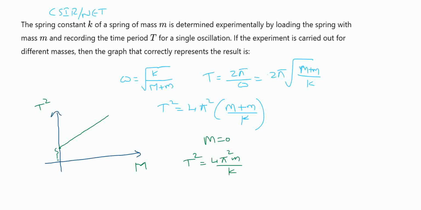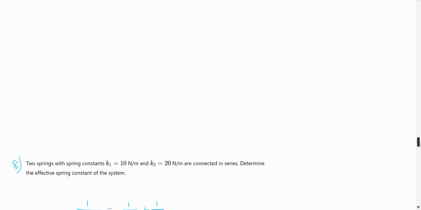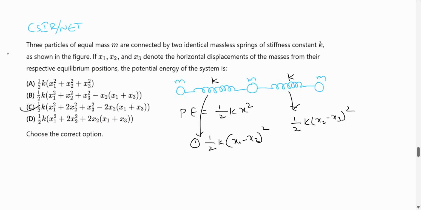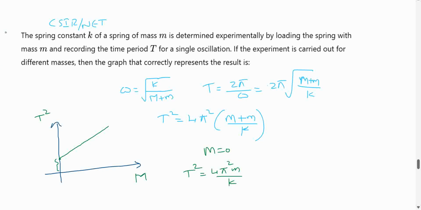And we can also determine this value, which is 4 pi square m by k. So from this we can determine k is equal to 4 pi square m by T square, or wherever there is the y intercept. And this one was 9. Then problem 10.